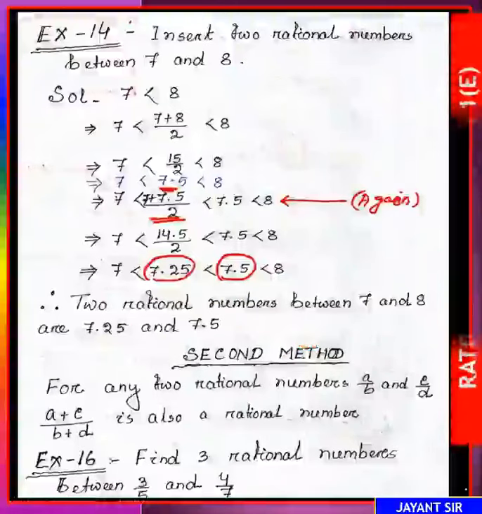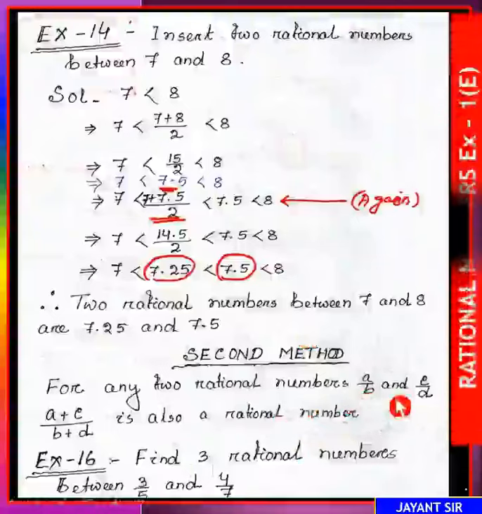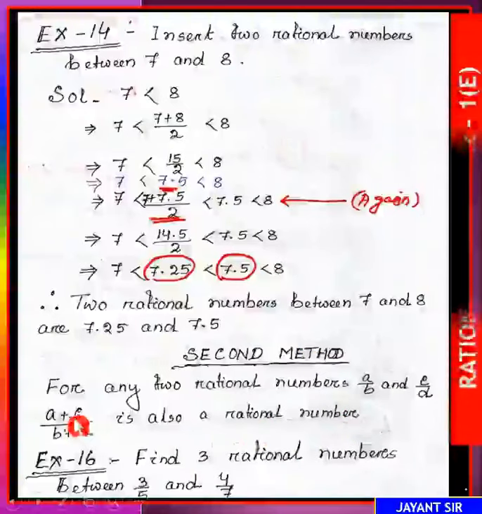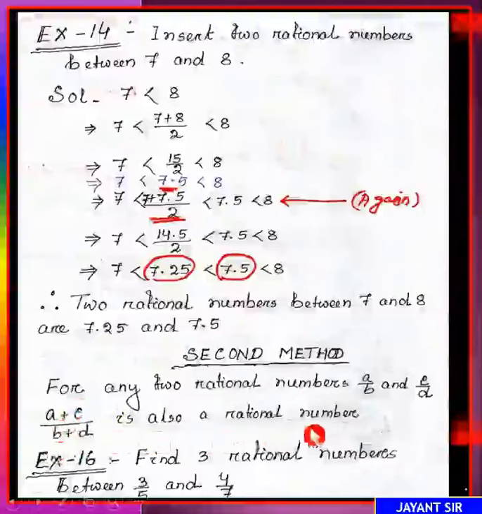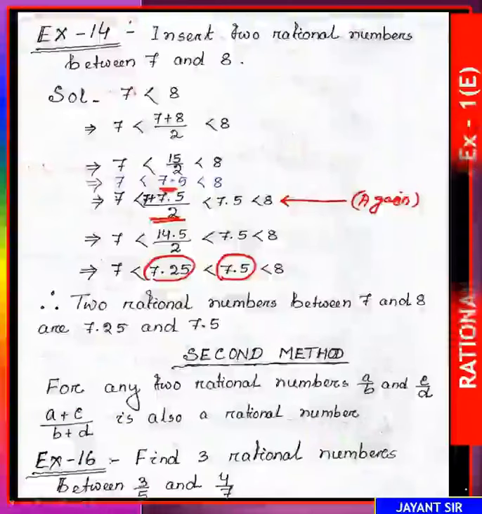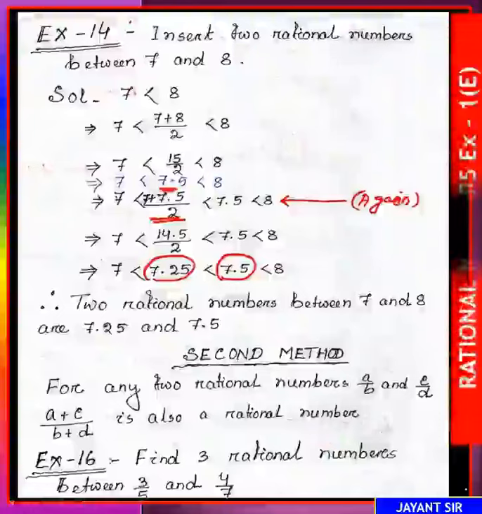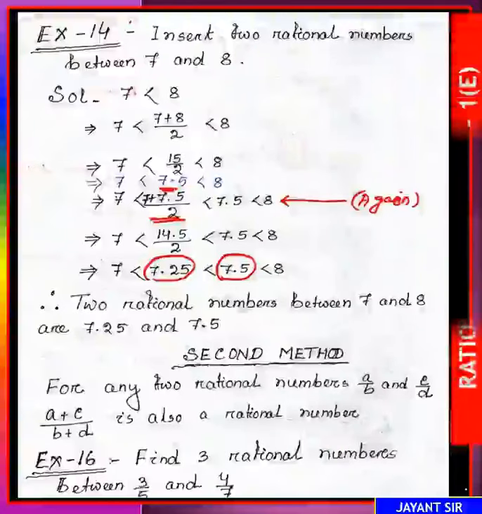Method number 2. For any two rational numbers a by b and c by d, fractional type, how can we get the middle one? a plus c divided by b plus d is also a rational number. Now children, you open example 16 in your book. Example 16, page number 25. Find three rational numbers between 3 by 5 and 4 by 7.